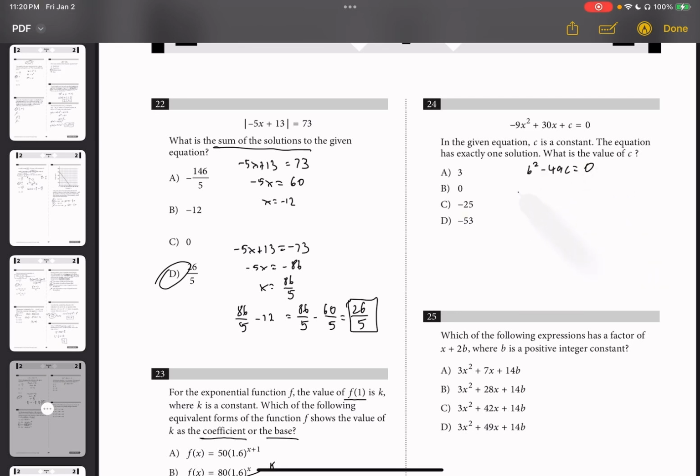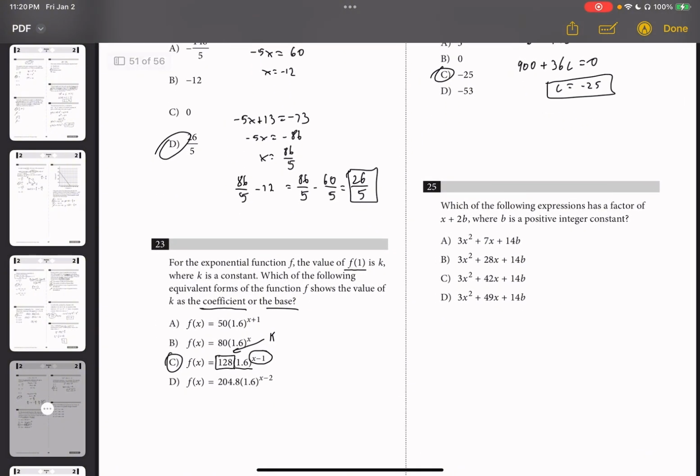We're going to use this, so we're going to get 900 minus 4 times A times C. It's going to be plus 36C is equal to 0. So C is equal to negative 900 divided by 36. That's going to be equal to negative 25.